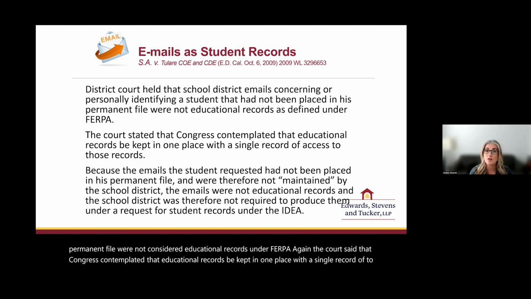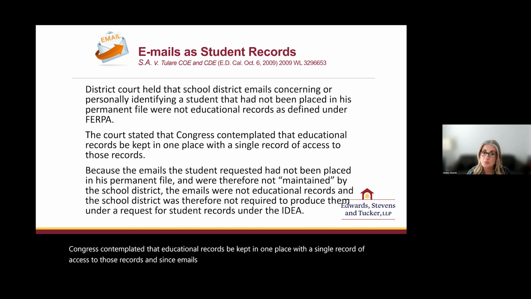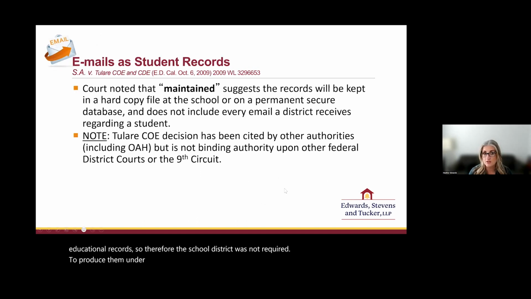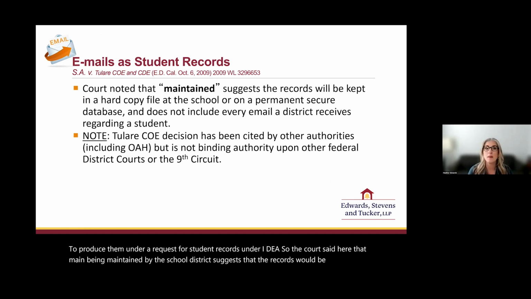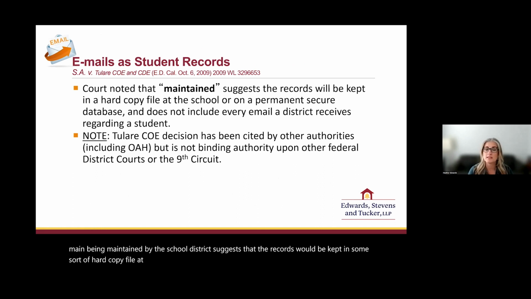And since emails had not been placed in the student's permanent file, they were not considered maintained by the school district and were not considered educational records. So therefore, the school district was not required to produce them under a request for student records under IDEA. So the court said here that being maintained by the school district suggests that the records would be kept in some sort of hard copy file at the school or on a permanent secure database. And it wouldn't include every email that the district receives or sends regarding a student.